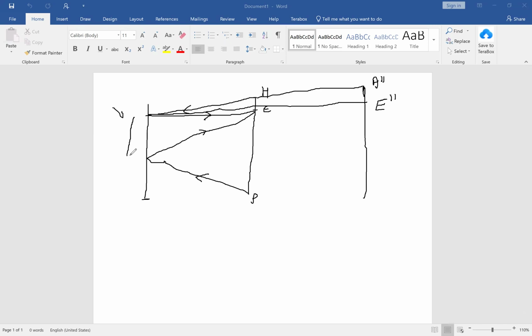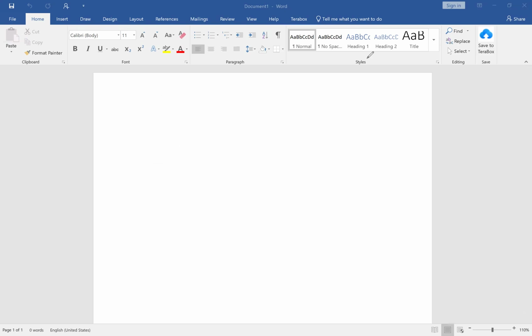This part is half of the part of the mirror. So you better understand from the previous diagram, we require only half of the mirror if we want to see the full size of the image.